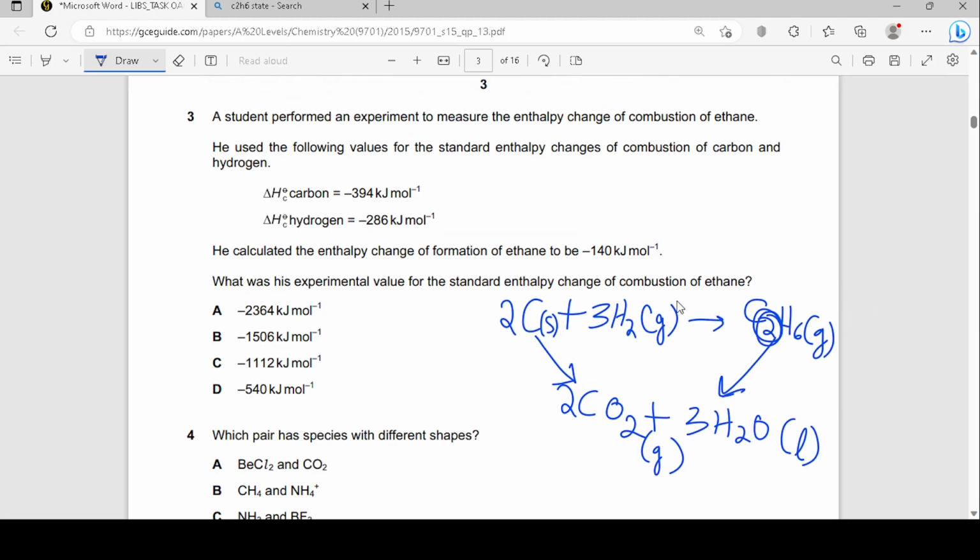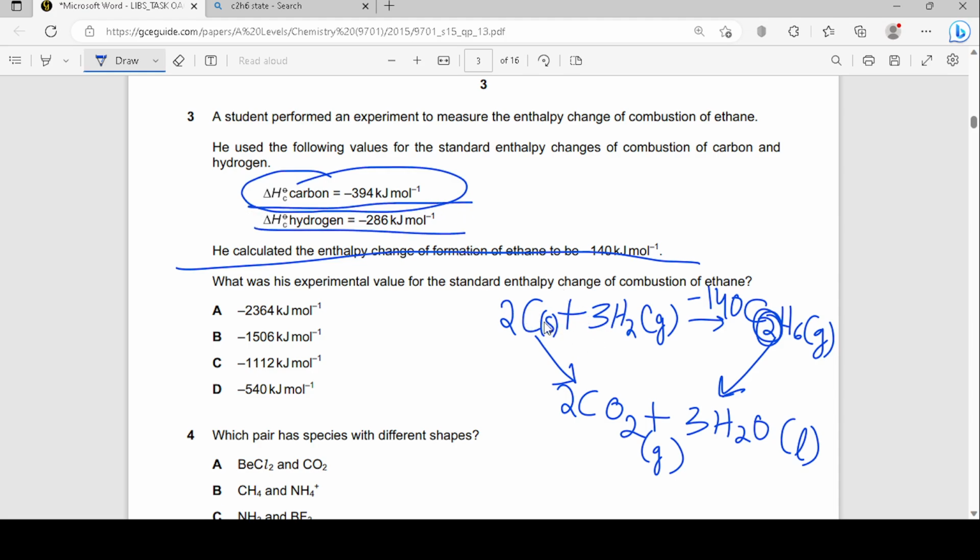So this is the enthalpy change of formation, which is minus 140 kilojoules per mole, as the student mentioned. We also know the enthalpy change of combustion of carbon and of hydrogen, because they gave us those. That's why I do this cycle: I know the enthalpy change of formation of ethane, C2H6, and the enthalpy changes of combustion of carbon and hydrogen. The only unknown is the enthalpy change of combustion of C2H6, which is what I need to find.